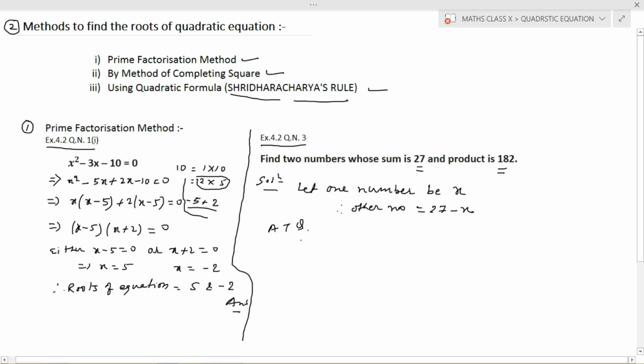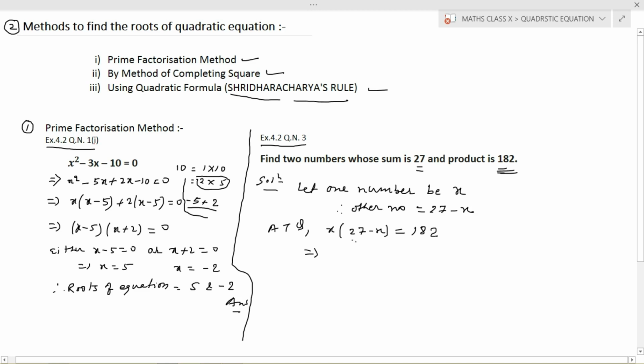Now see the question. There is a condition given, so write according to the question: their product is 182. The two numbers are number 1 and number 2. So x, the first number, into the second number, 27 minus x, gives you 182. So this is one equation. Now try to solve it.